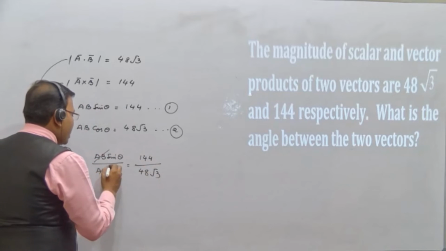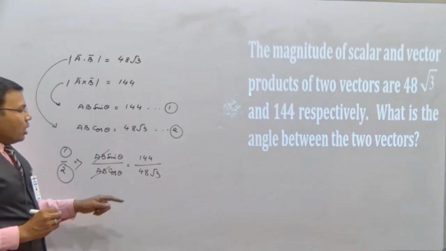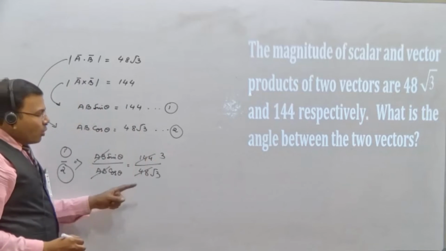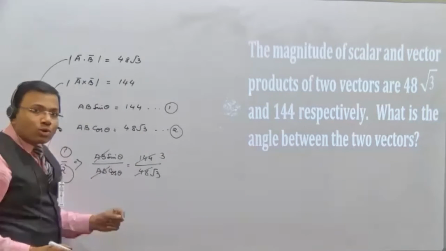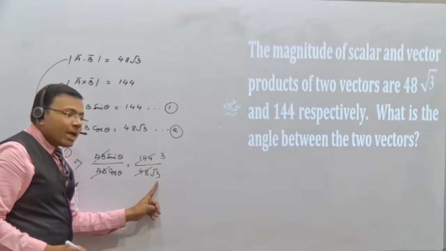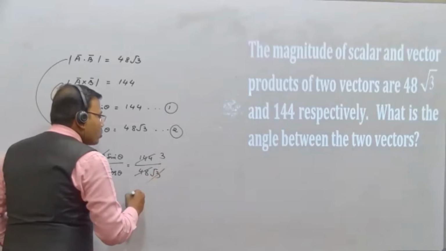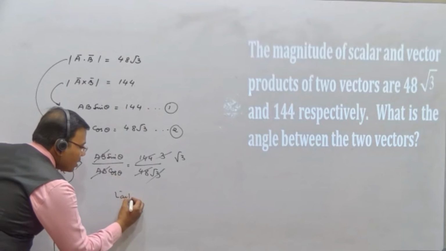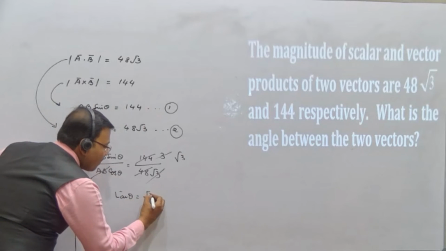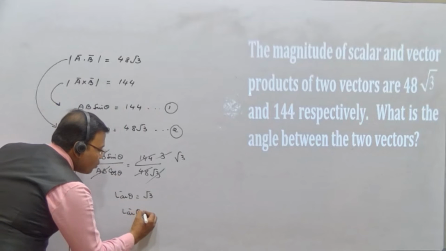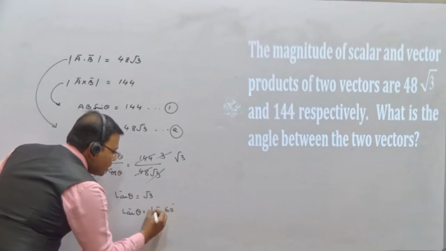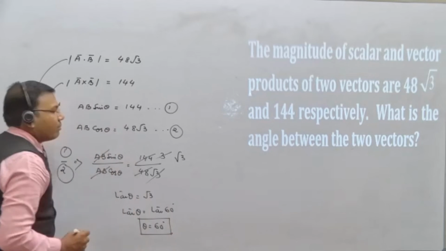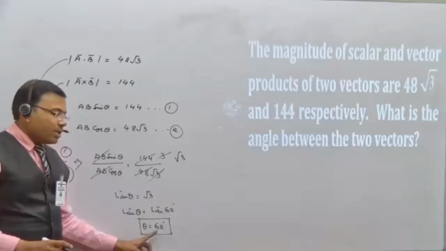So this AB and this AB get cancelled. Now 48 one times, 48 three times. Now students, this 3 can be written as root 3 into root 3, divided by root 3, so this root 3 and this root 3 get cancelled. So sin theta by cos theta, we can write it as tan theta, and that is equal to root 3. And you know, students, when root 3 comes in tan, it is 60 degrees. So theta is equal to 60 degrees. So the angle between the given vectors is 60 degrees.